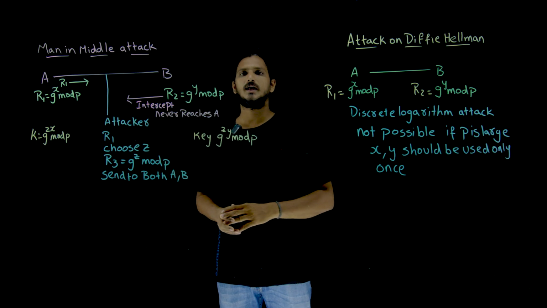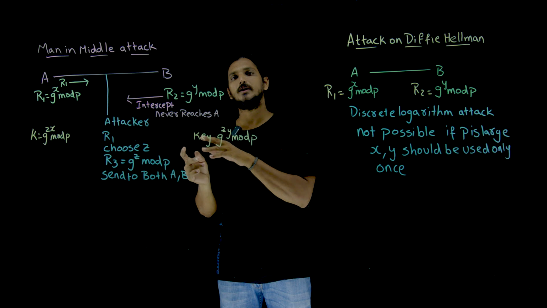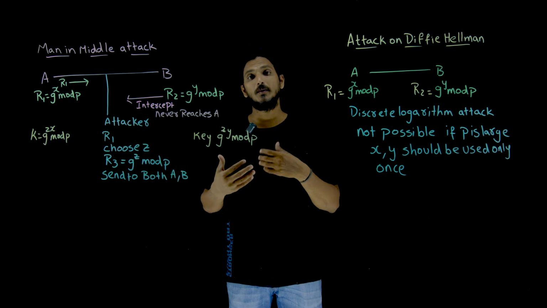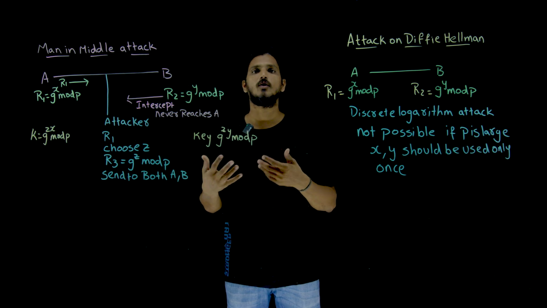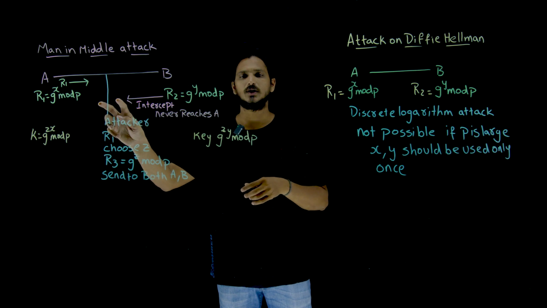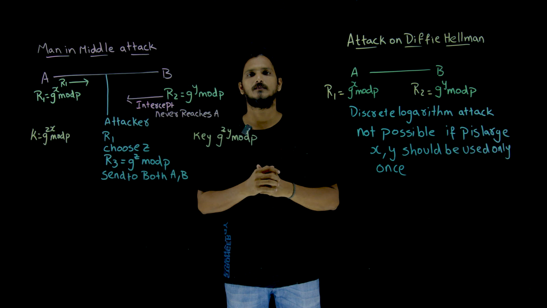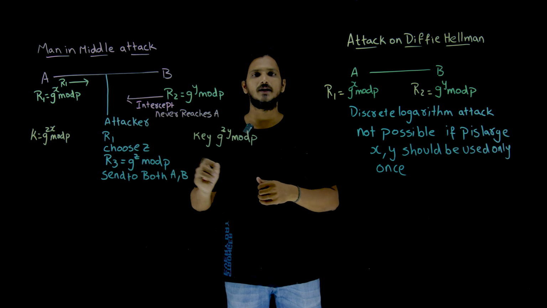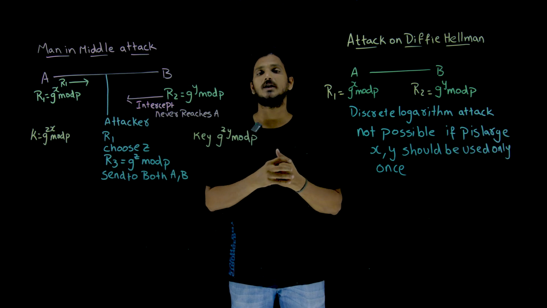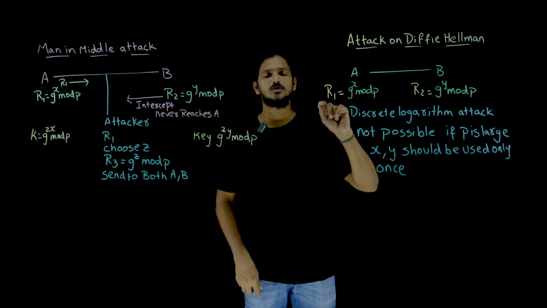Similarly, if B sends data, the attacker takes that data and resends it using the key G power ZX mod P. He may or may not modify the data according to his requirements. Since the data from both sides passes through him and he knows the actual key values, he can exchange the data. This is what we call the man in the middle attack. It can be overcome by our next technique, which we are going to discuss. So these are the attacks possible on Diffie-Hellman.